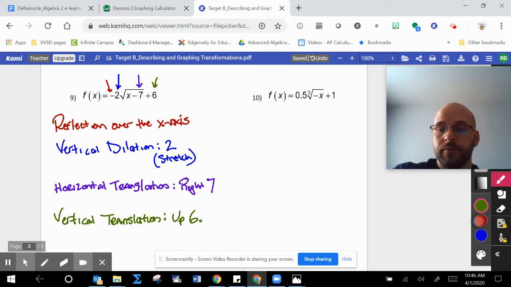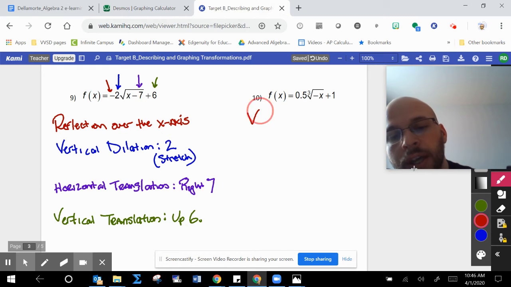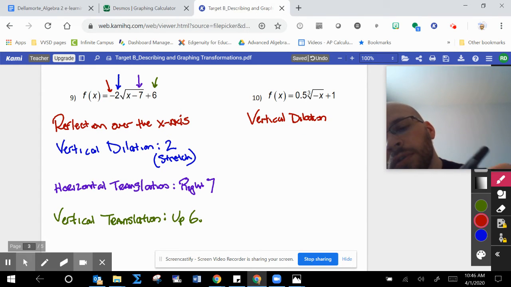Question number 10, I continue on. The 0.5 is a multiplier on the outside. So that's going to be a vertical dilation of 0.5. And because that's smaller than 1, it's going to be a compression.